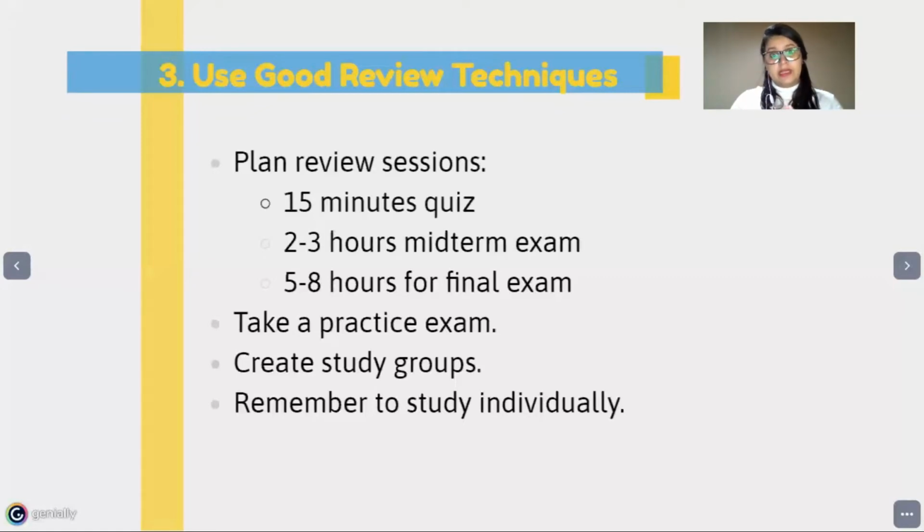Also, they can create static groups. What is advisable here is that students create small groups, small static groups, so that they have the opportunity to talk and share the information. And it's important to remember that having static groups does not replace studying individually. So it's also so important that students study individually.